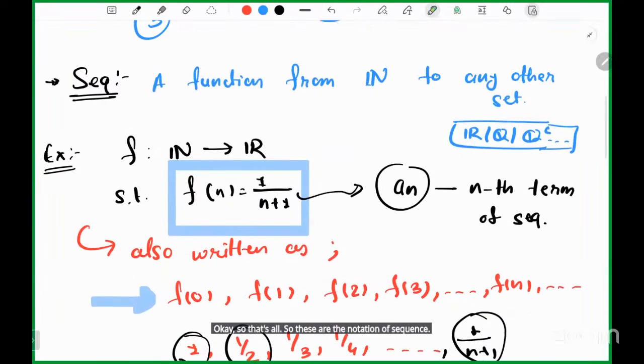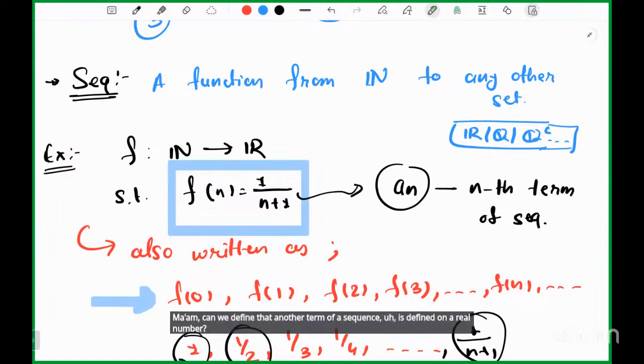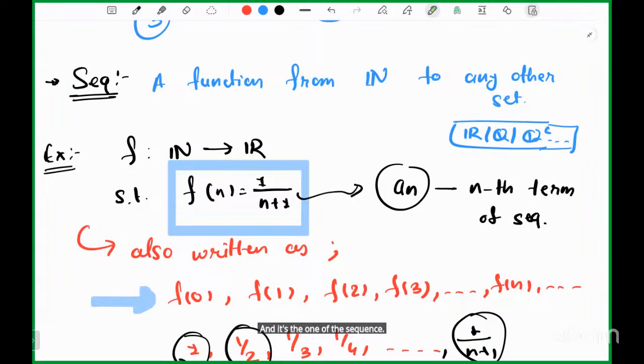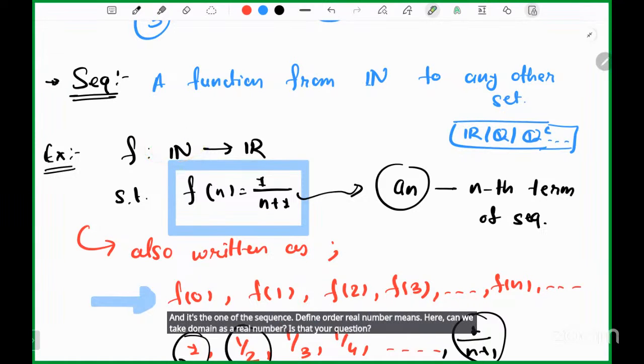Is there any doubt in sequences? Yes, Varun. Ma'am, I have a doubt. Yeah. Ma'am, can we define the nth term of a sequence on the real numbers? Does it mean, can we take the domain as real numbers? Is that your question? Yes.